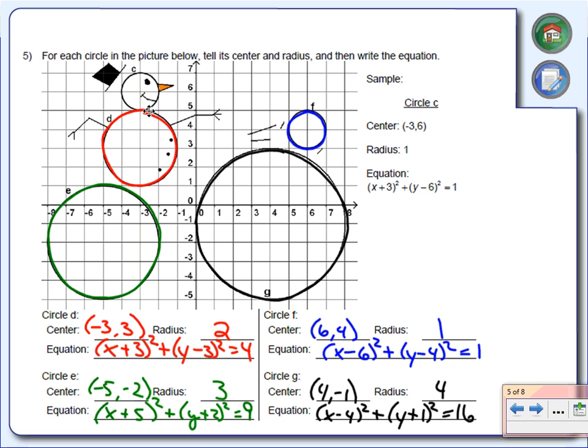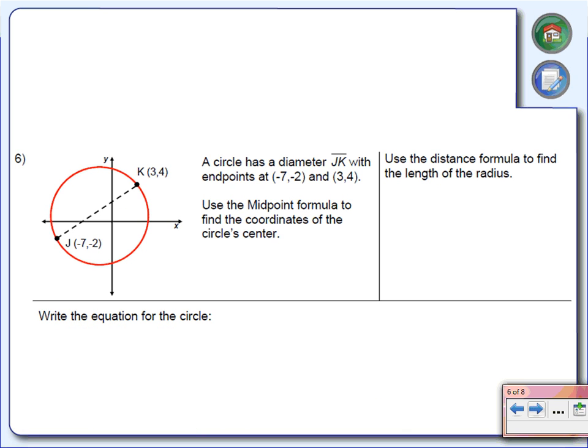What do you think? Not too bad? Can handle it? All right, we got one last thing to look at down at the bottom. This is about as tricky as they're going to get. Number 6. Now for number 6, they've given me a circle, and they've given me 2 points on this circle. They tell me that what we have here is the diameter of the circle. It goes through the endpoints negative 7, negative 2, and 3, 4.